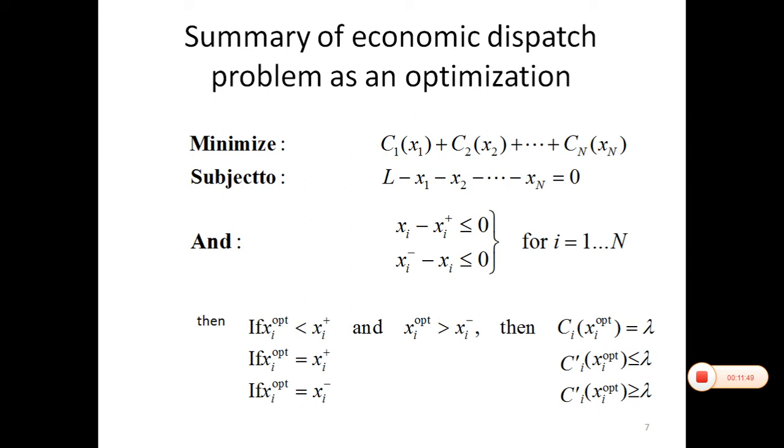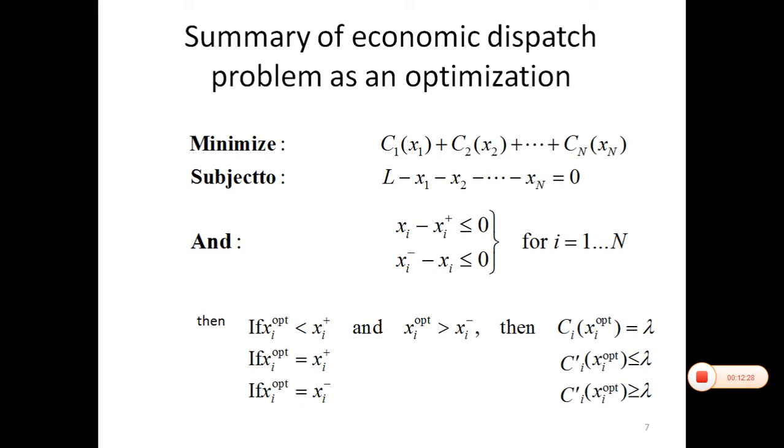If we have more than one independent variable, then we can use this. So in such a situation, the solution will be: if xi optimum is less than or equal to xi plus and xi optimum is greater than xi minus, then the incremental cost function will always be equal to lambda. And if the requirement is that the optimal solution should be at its upper limit, then the incremental cost function will always be less than or equal to lambda.